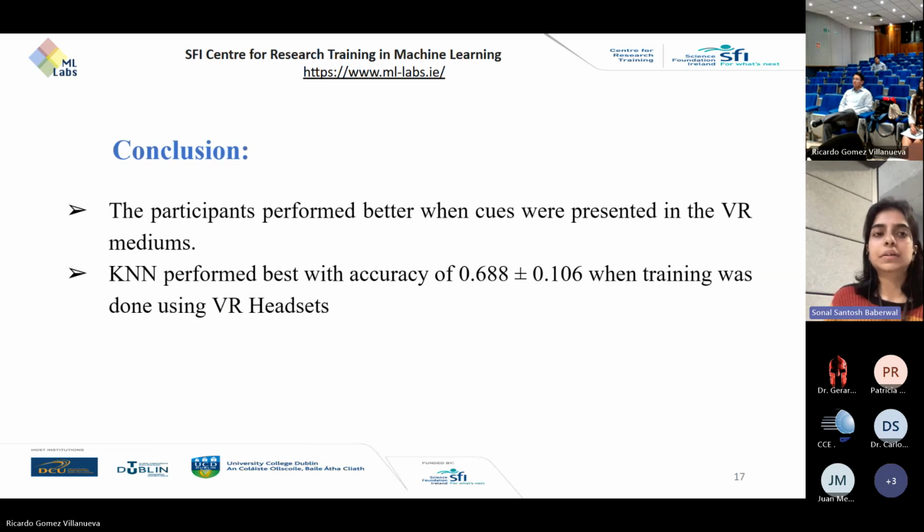So to conclude the study, it suggests that the participants perform better when the cues were presented in the VR medium, and the KNN performed best with an accuracy of 68% when the training was done using VR headsets.